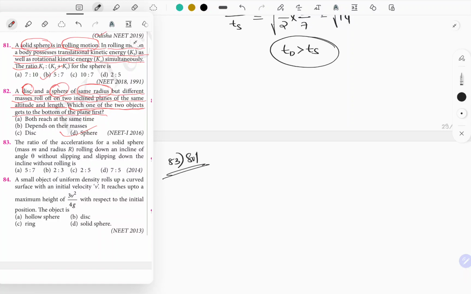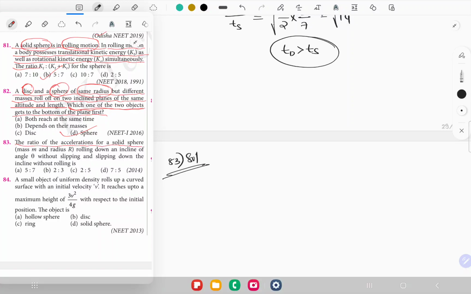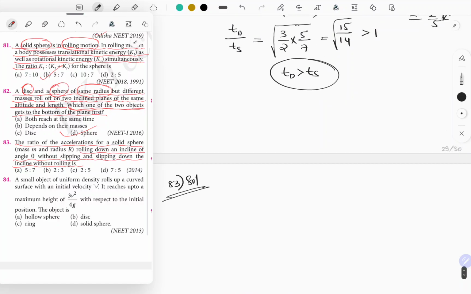So in question number 83, they're asking the ratio of the accelerations of solid spheres rolling down an inclined plane of angle theta without slipping, and slipping down the incline without rolling. Without slipping in the sense it is rolling. With slipping in the sense it is just moving linearly. That means the acceleration of rolling, the formula I just gave, is g sin theta divided by 1 plus k square by r square.